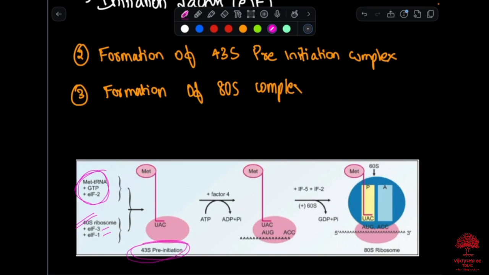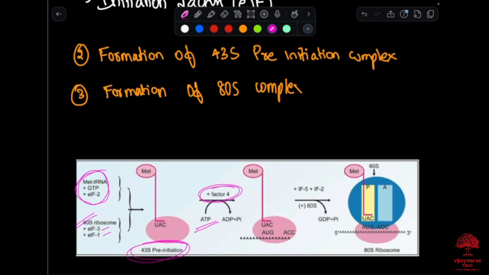Now this will bind to the mRNA, and the 5' methylated cap of the mRNA is what helps in this binding process. For this, one ATP hydrolysis takes place here, and initiation factor 4 is enabling this binding. Hence we have the 43S pre-initiation complex ready.